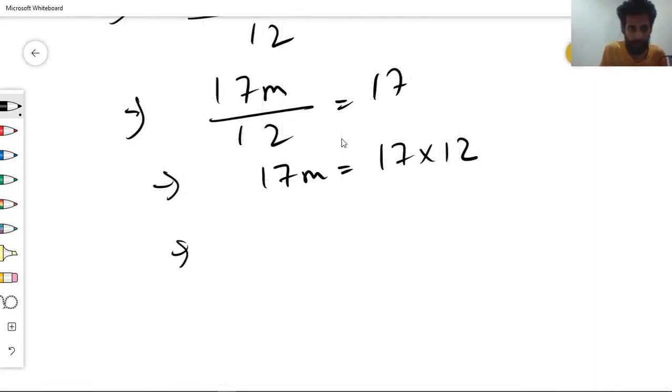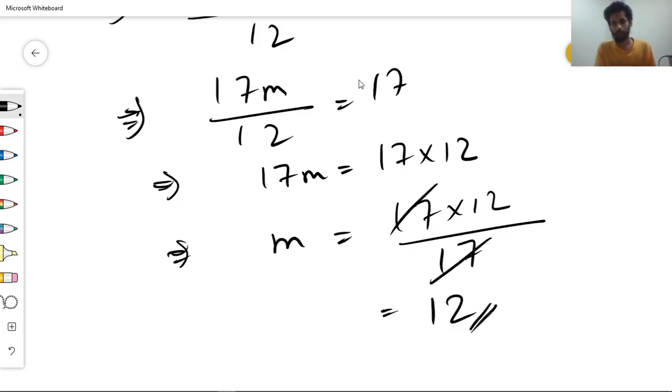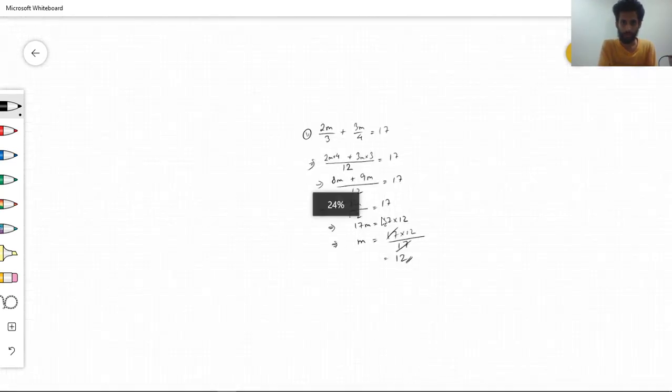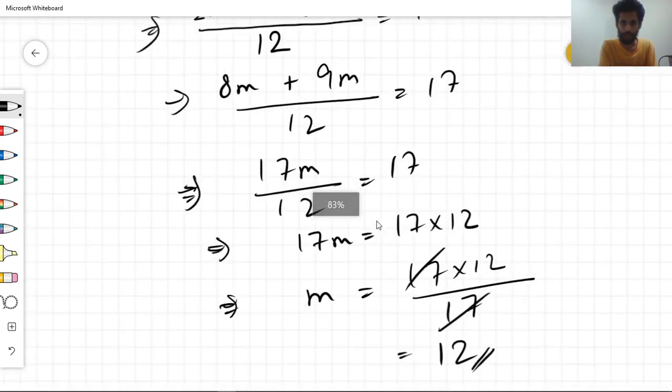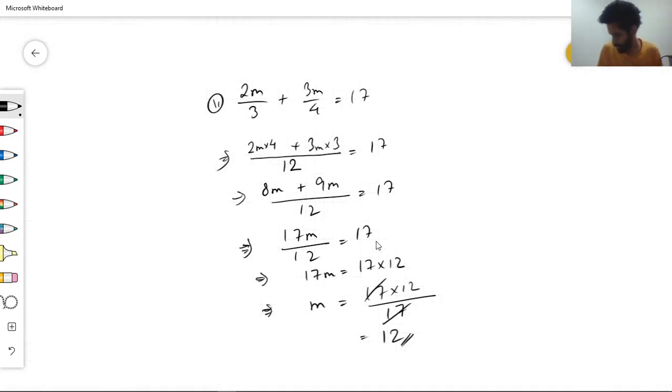I will not multiply it because there is a 17 I have seen. So m is equal to 17 into 12 divided by 17. So 17 will be getting cancelled. This is 12. Okay, these are the two methods. Whichever you find easy, you can do it. I would ask you to do it in the other method because that will be giving you a one-line answer which you can easily solve.